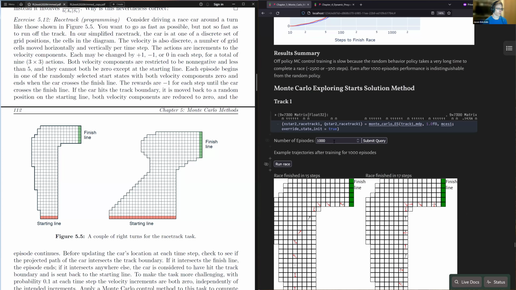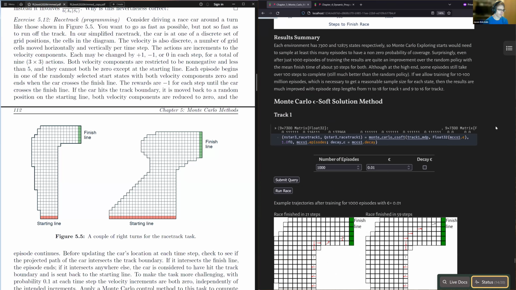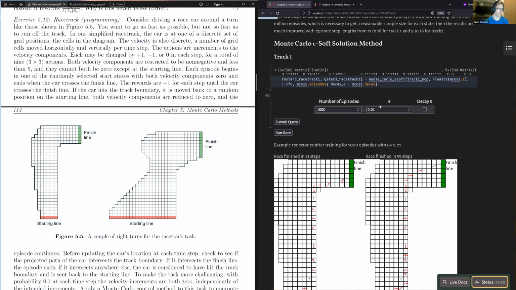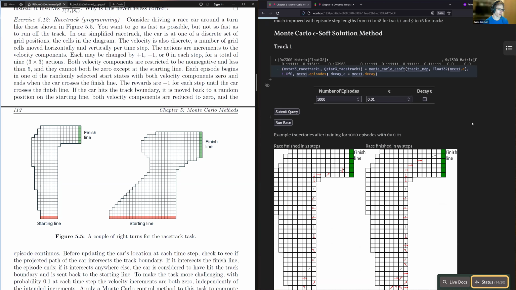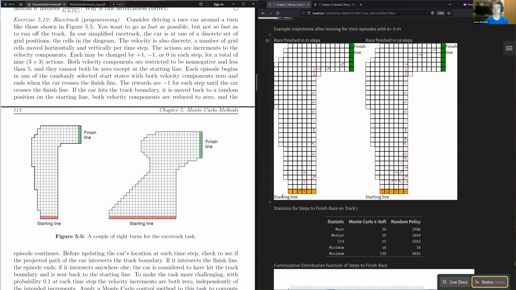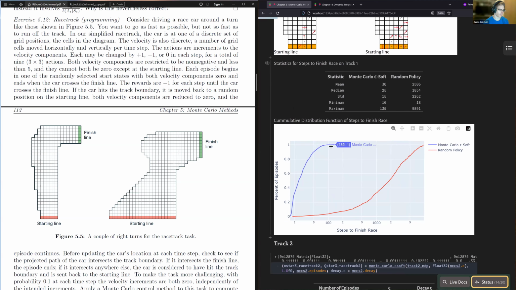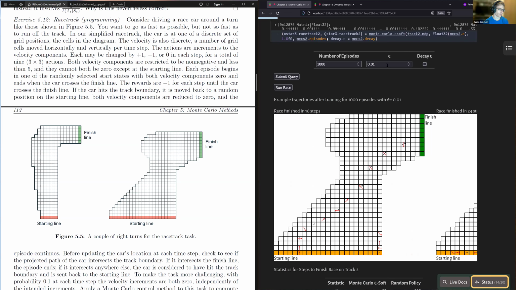And actually, I can run this for more episodes while we're looking at the other solution. But this is the epsilon soft solution, with a value of epsilon of 0.01, and this also works. So in this case, I'm always starting the episode at the starting line and following the target policy. And here, even with a pretty low epsilon, it has enough coverage where it can successfully find a faster solution on both tracks.